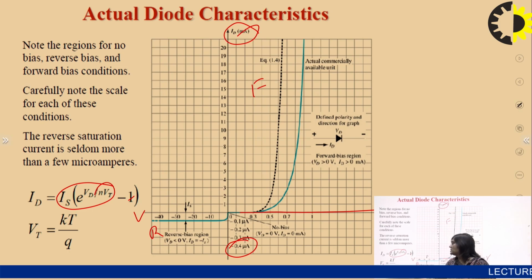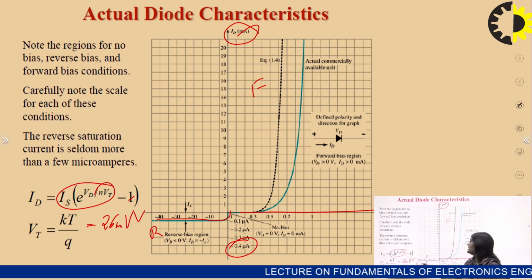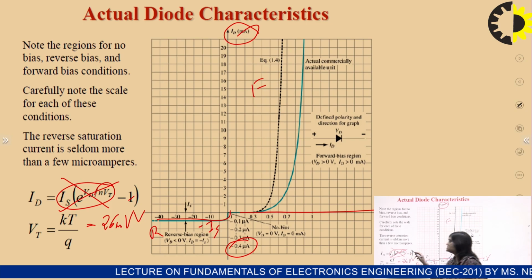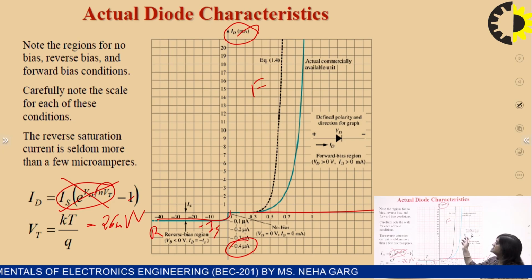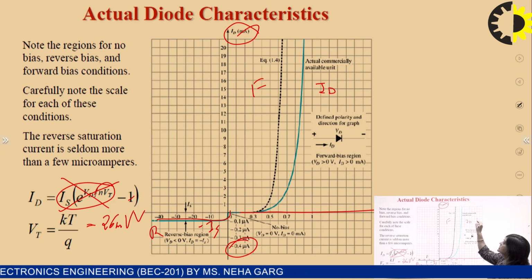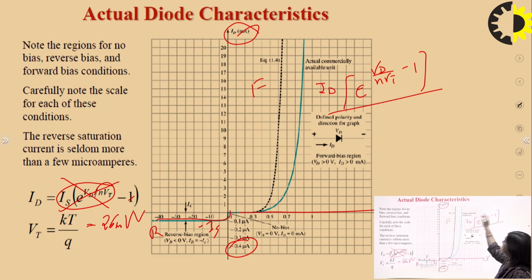At room temperature, the value of kT/q, that is Vt, is 26 millivolts, and this is the reverse saturation current. In reverse bias, the current is given by minus Is, because we have to remove the majority charge carrier part and take only the minority charge carriers, and that's why it will be minus Is here, and here it is the Id. So this is the current flowing in the forward bias, and minus Is is the current flowing in the reverse bias region.